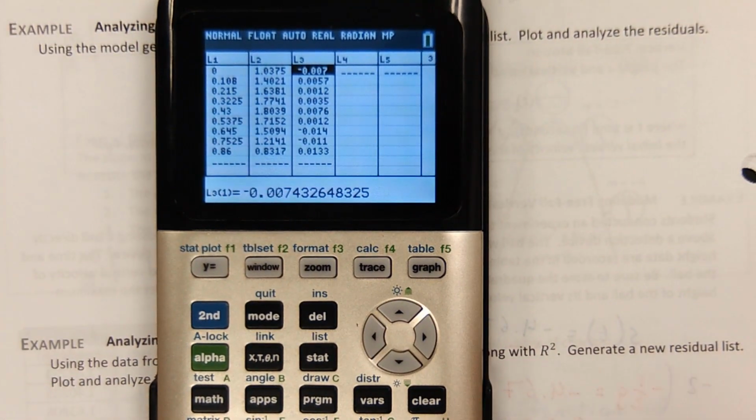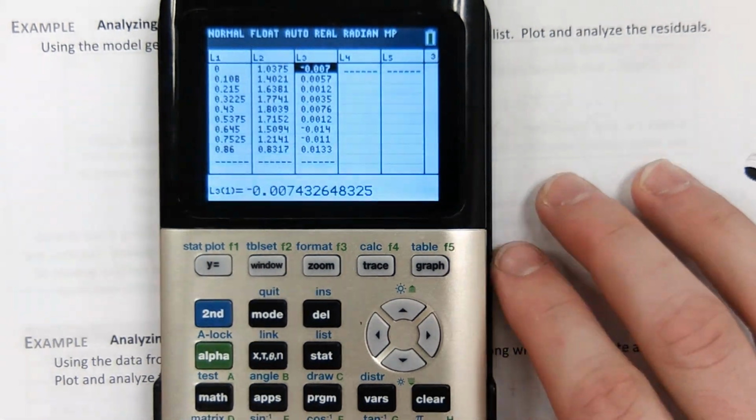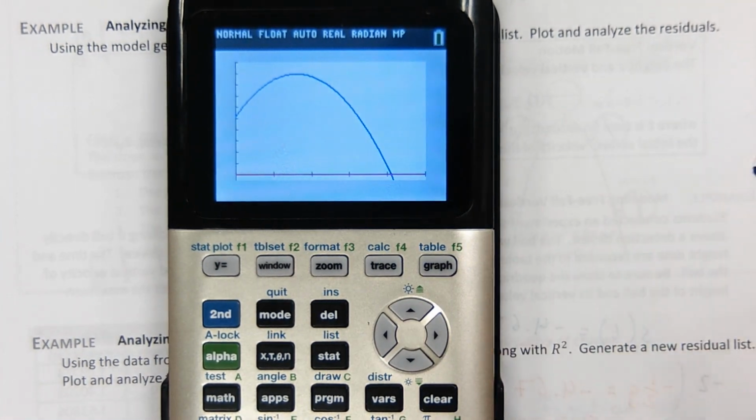Look at how small those residual values are. I mean, the biggest positive one is 0.013, and the quote-unquote biggest negative one is negative 0.014. So they're incredibly small, aren't they? So I'm going to go back to graph, and I don't have any scatter plots on, do I? Time to turn on some scatter plots.